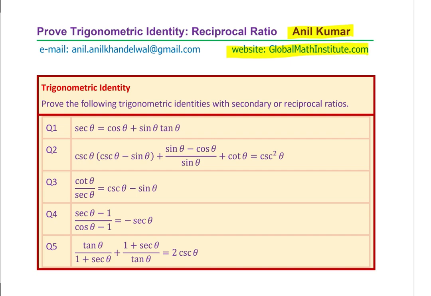In this video, we have 5 questions. These are related to trigonometric identities. In each identity, we have reciprocal ratios involved, or you can say secondary trigonometric identities. You can pause the video, answer these questions, and then look into my suggestions.